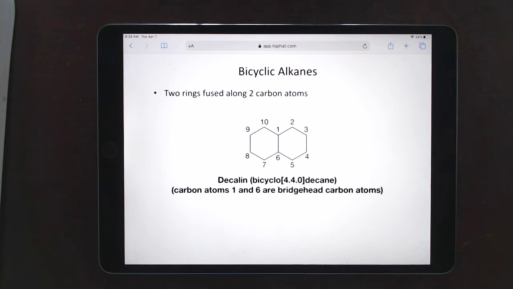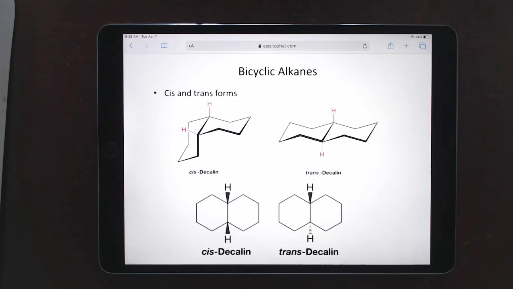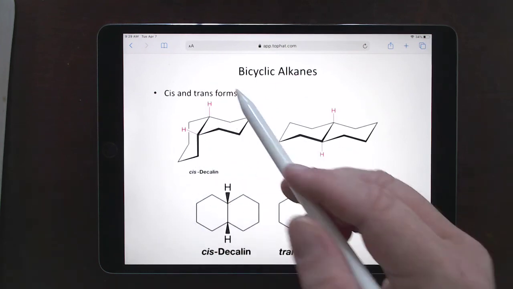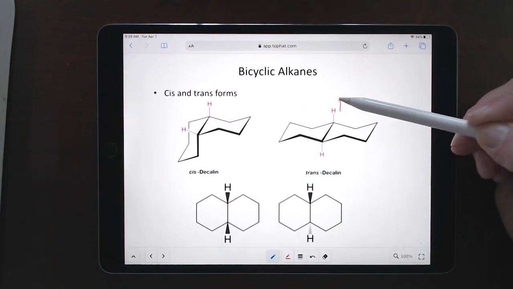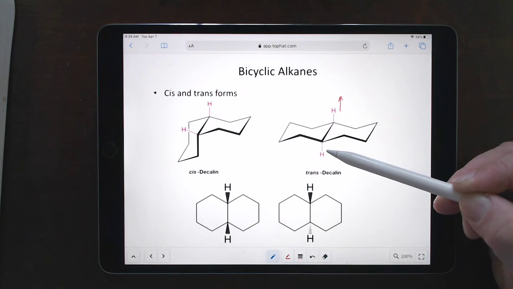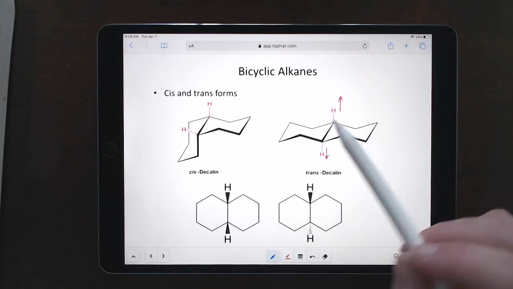So for bicyclic alkanes, we talked about this, I think, in chapter 2. So you can have these things fused. So you can, in fact, have a cis and trans form. Okay, and so notice how this hydrogen is above these carbons, so this is up. And then this one here, this one is down because it's below all these carbons.